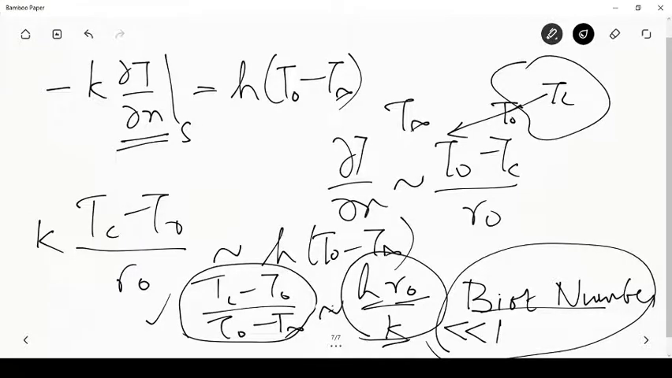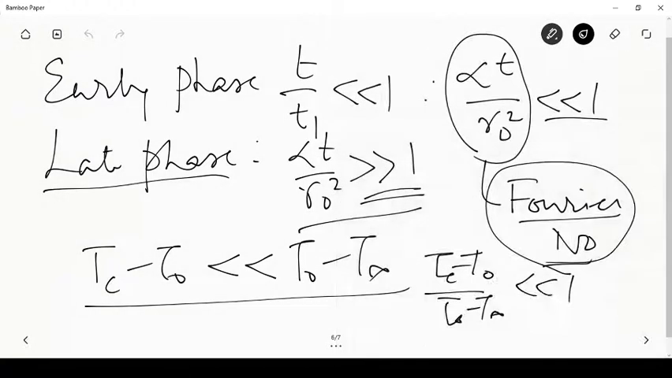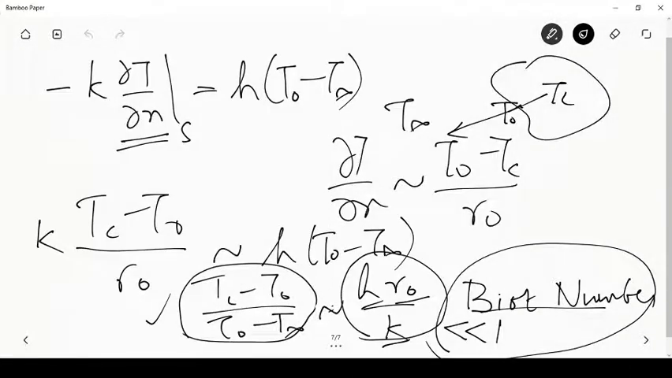So we have identified two non-dimensional numbers. One is the Fourier number, which is the non-dimensional time, t divided by t1, which is alpha t by r0 square. So it is the time normalized by the characteristic time for the surface phenomenon to penetrate to the entire depth of the body, and the early phase and late phase are when t by t1 is much less than 1 or much greater than 1, and the lumped capacitance method can be used in the late phase when the Biot number is much less than 1. Right? So this is all conceptual.